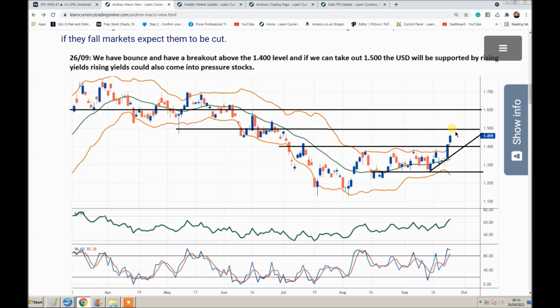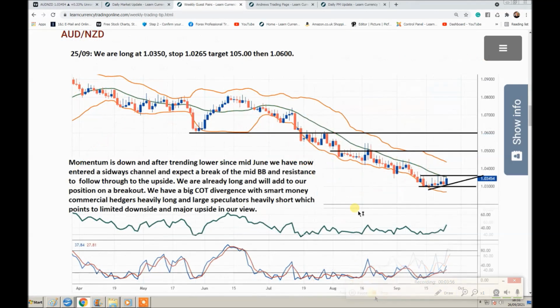Now I'm going to look at the pairs, and we're going to start with my favourite pair at this moment in time, which is a cross, and it is AUD NZD. What we can see on this chart is that back in June we break into a downtrend. We go below the 20-day moving average, and then pokes above it are rejected. No closes above the 20-day moving average, the green line, and now we're travelling sideways after a big fall.